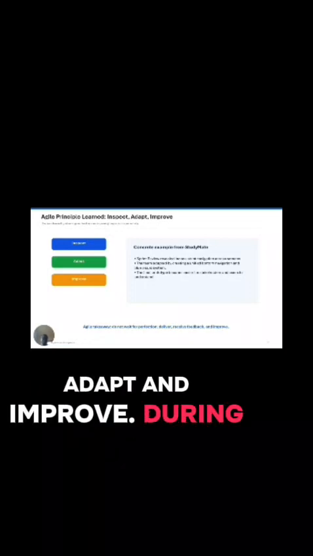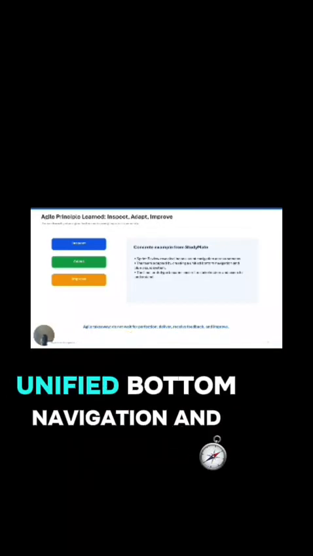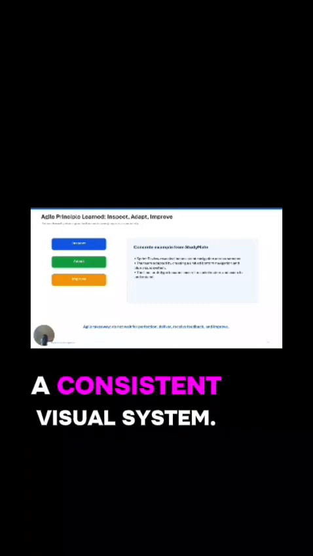Agile principle. The Agile principle I learned most clearly was to inspect, adapt, and improve. During the project, we noticed that some screens had different navigation approaches. After reviewing the product, we adapted by creating unified button navigation and a consistent visual system. This made the prototype easier to understand.